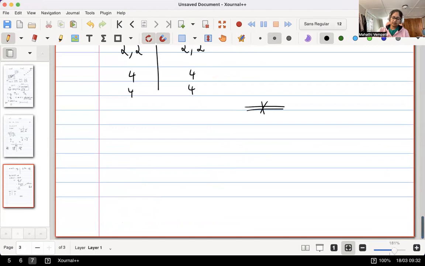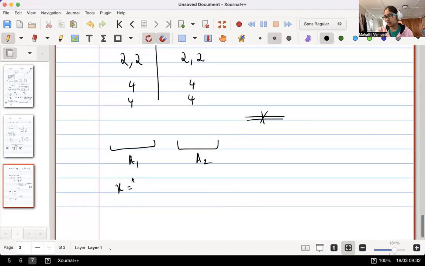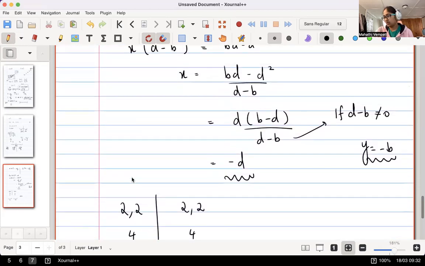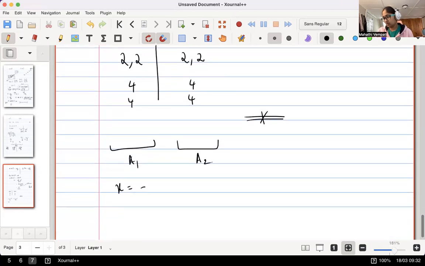Okay, what does this tell us? This tells us if you have a good split, and this array has some elements x and the other has some elements y, and when you exchange two elements, you still want it to be a good split, then you need x to have been minus d, the element that was going to come in, and you need y to have been minus b, the element that was also going to come in.